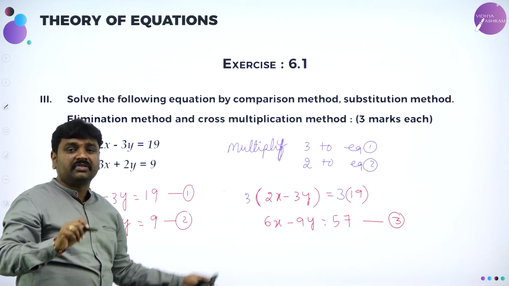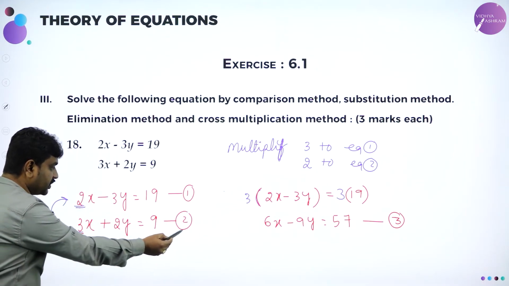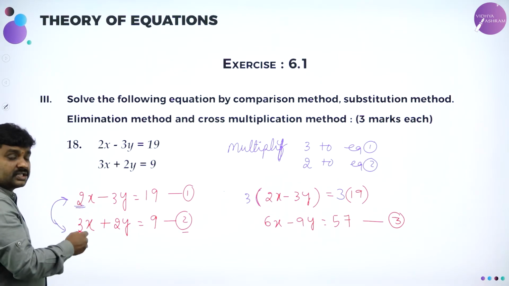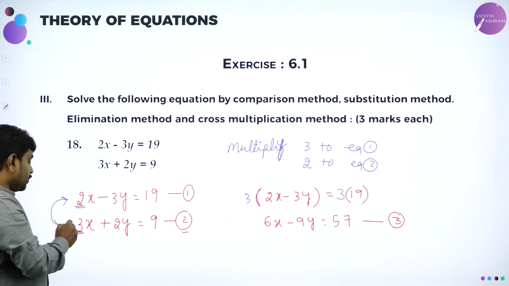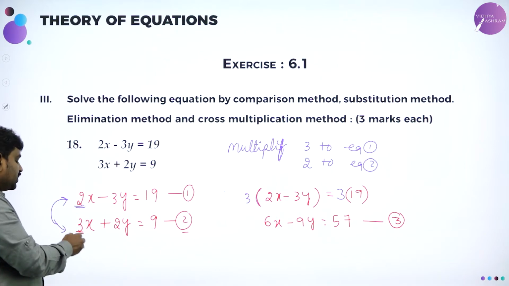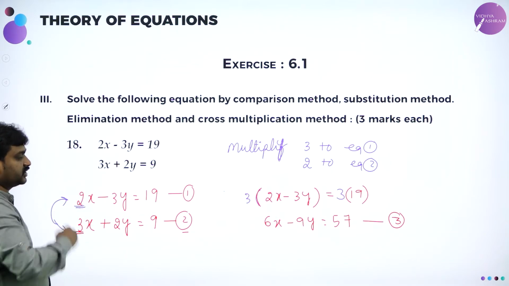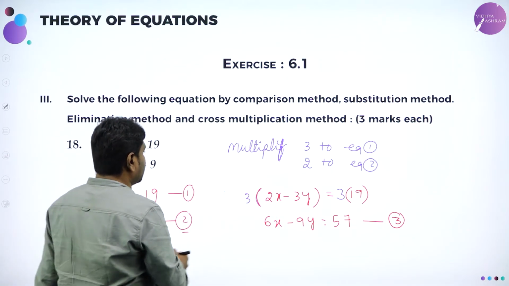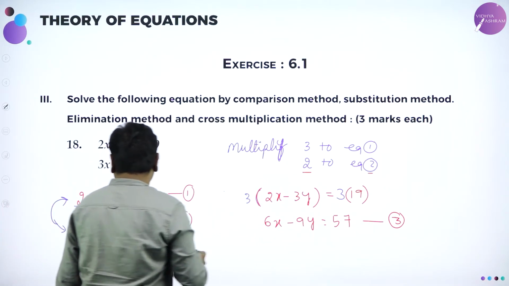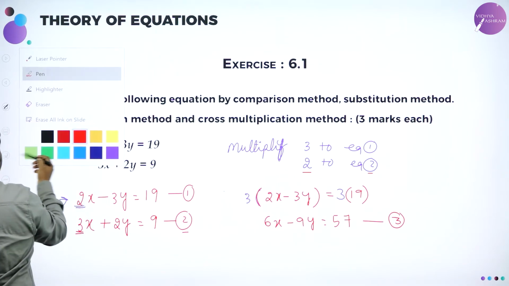Why should I multiply with 3? Because I saw the coefficient in equation 2. In equation 2, the coefficient of x is what? 3. But here it is 2. They will not match. To make them the same, multiply the coefficient of x of the second equation to the first equation. The coefficient of x is 3, I am multiplying for the first equation. I got this. Similarly, I should multiply 2 to what? Equation 2.